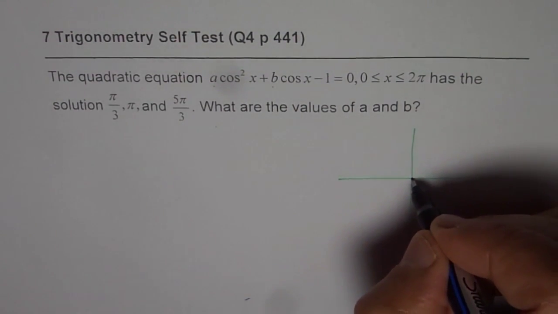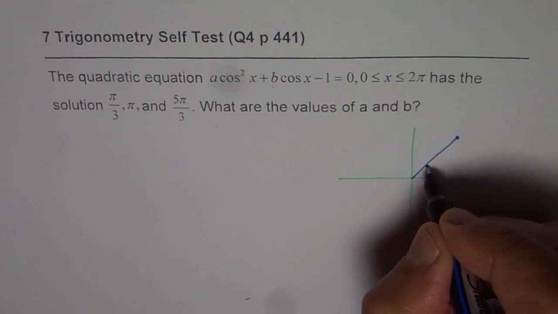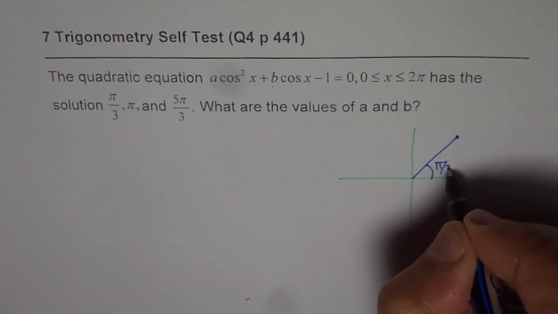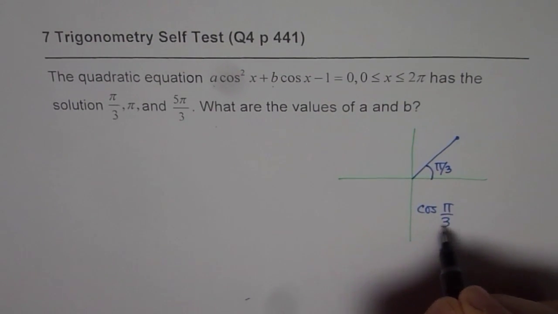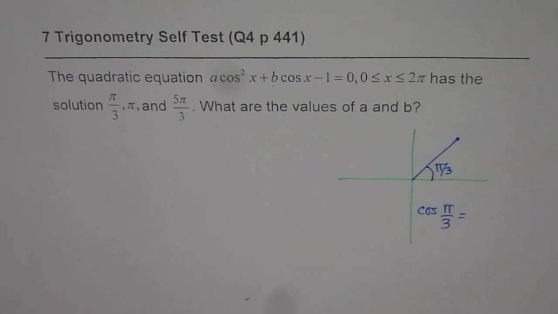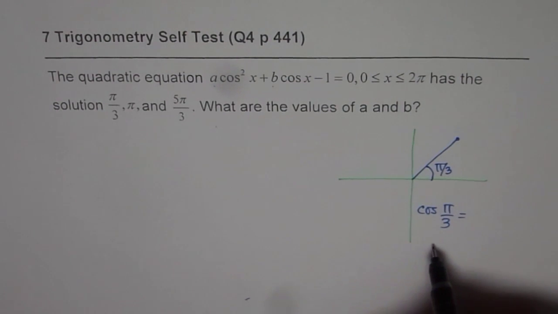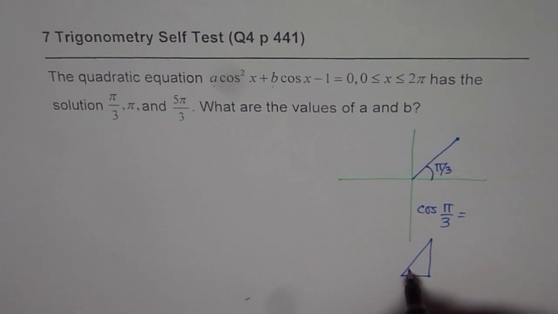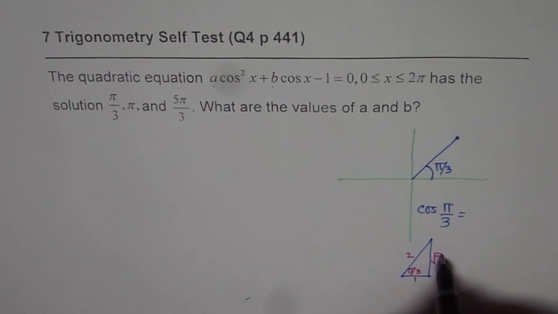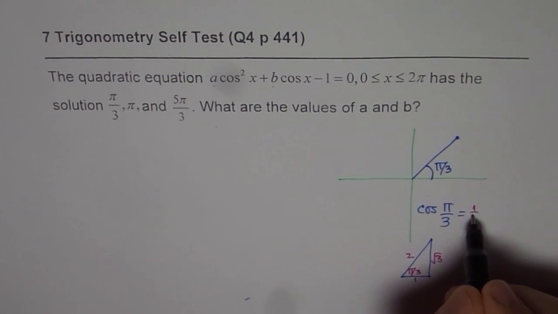So pi by 3 is kind of like this. Let me just sketch one. So that is pi by 3. Now what is cos of pi by 3? That is what you should find. To find cos of pi by 3, I can take help of my special triangle, right? So the special triangle is, here is pi by 3 for us, with sides 1, 2 and square root of 3. Cos of pi by 3 is half.